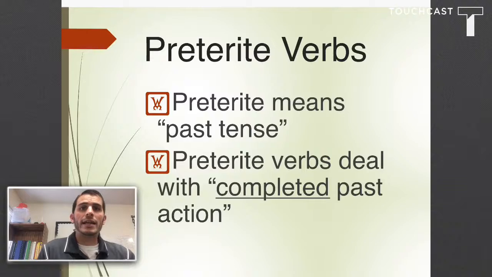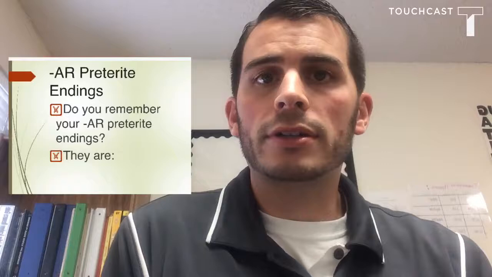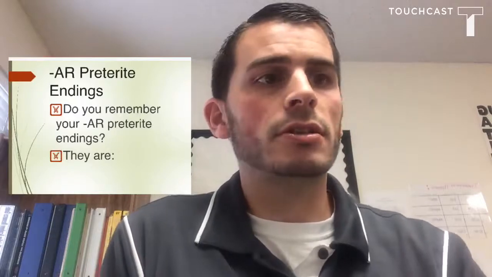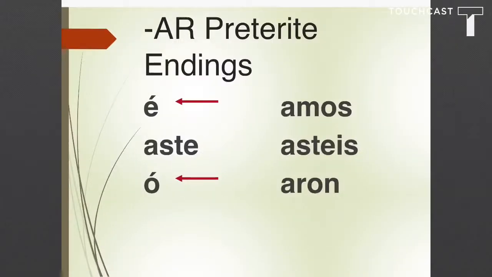We know when it actually occurred. Remember, we use those words like ayer, la semana pasada, anoche, etc. in our sentences. We studied the preterite endings for AR verbs. Let's take a look at what those were. É, aste, ó, amos, asteis, and aron.